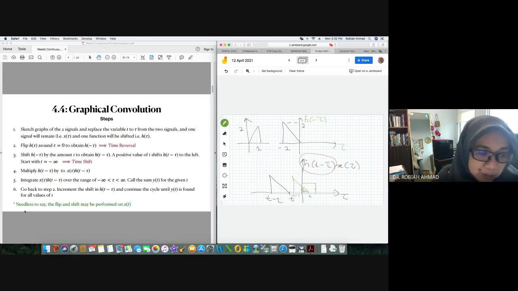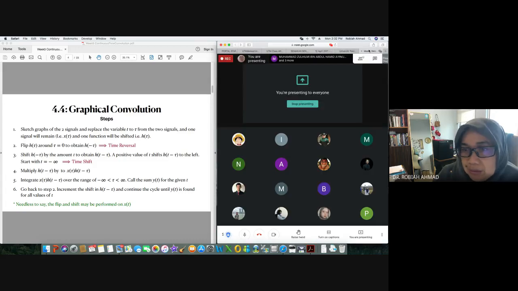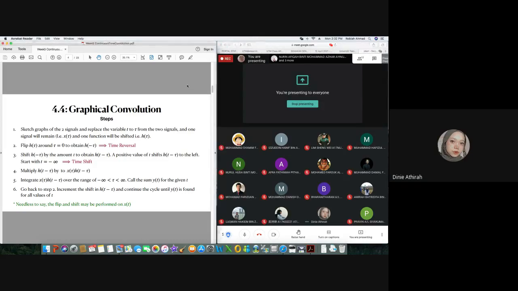Okay, so kat sini saya tulis, needless to say, the flip and shift may be performed on x(t) as well. Sama ada kita nak pilih x(t) ataupun h(t), but only one of them lah. Satu akan remain static, satu lagi akan be shifted and flipped. Okay, konsep dia faham tak kelas? Sebelum saya pergi kepada examples yang very practical. So far okay? Okay, doktor.